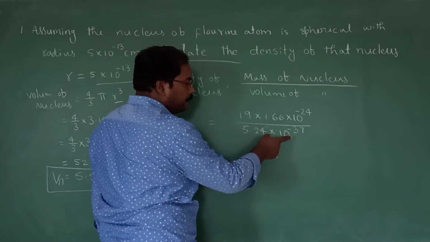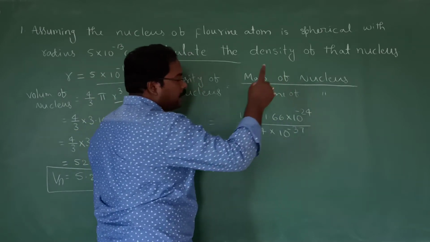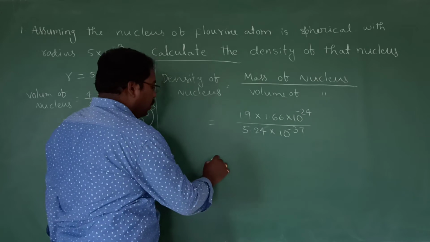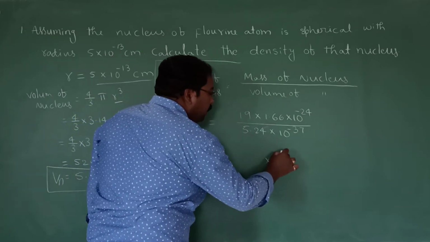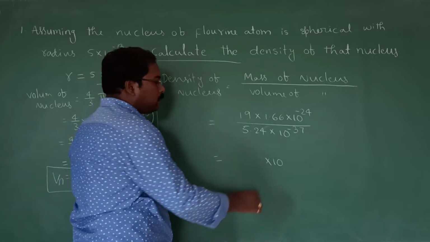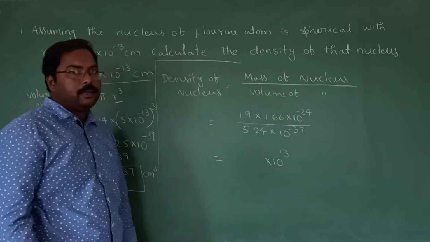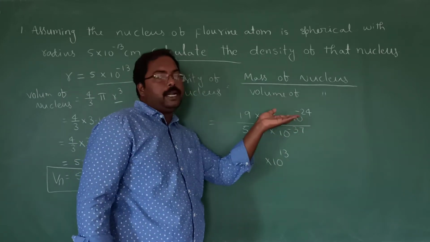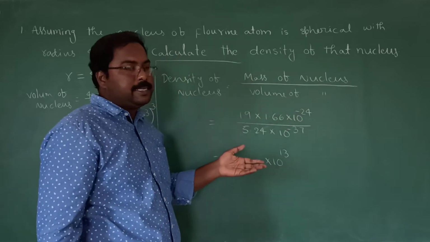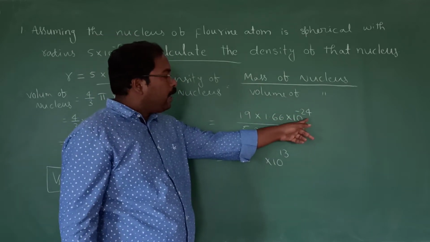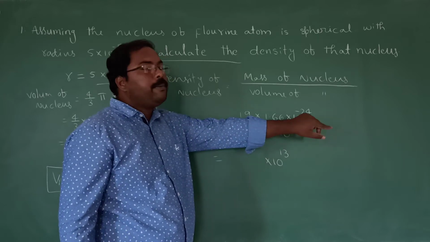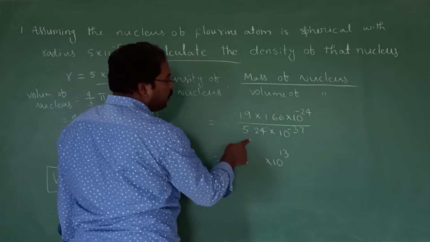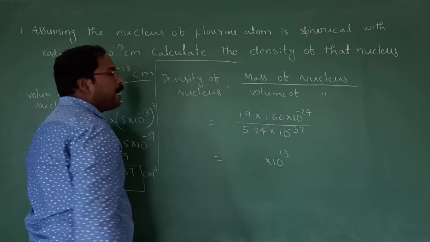Coming to the calculations. 10 to the power minus 37 when it comes to the numerator, it will become 10 to the power plus 37. Okay? Then 10 to the power 37 minus 24, so it is nothing but 10 to the power 13. Right? Understood? Powers, if you add, because bases are same, 37 minus 24, so it is 13. Now coming to the calculation point of view. How many times will it be cancelled here?